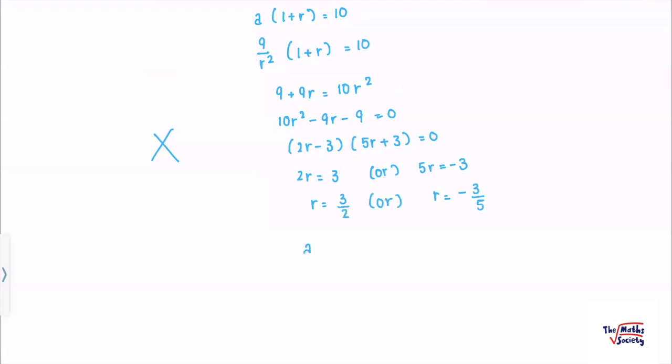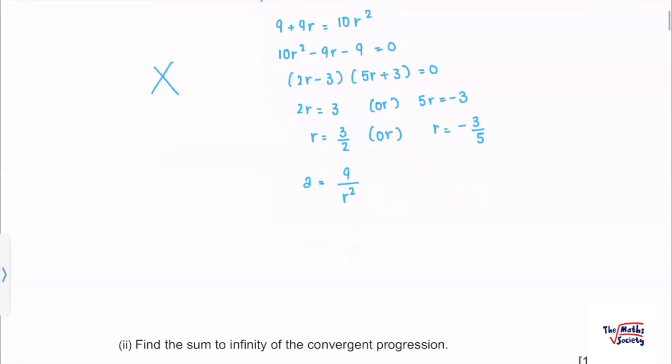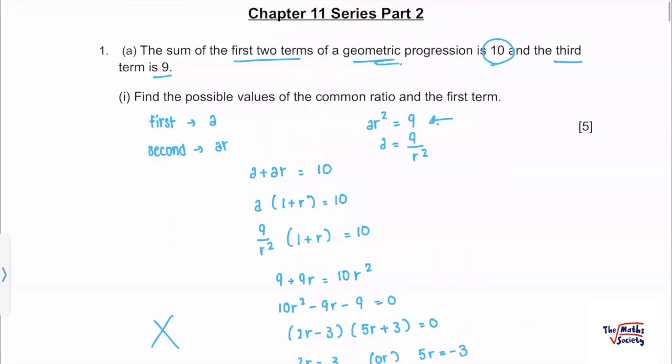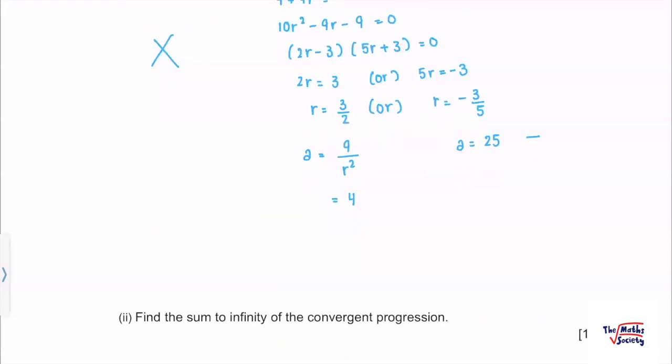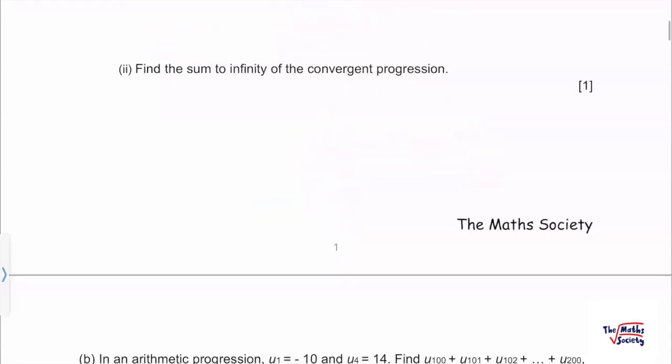Now we want a, which is going to be 9 by r^2, which is 9 by 9 by 4, so that's going to be 4. And then we have r equal to minus 3 by 5, and then a is going to equal 9 by minus 3 by 5 the whole squared, so that's going to be equal to 25. So you get two values of a that can be either 25 or 4. And then for part 2, it says you have to find the sum to infinity.